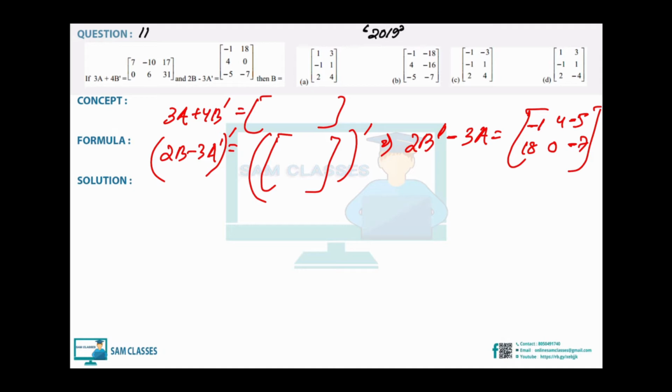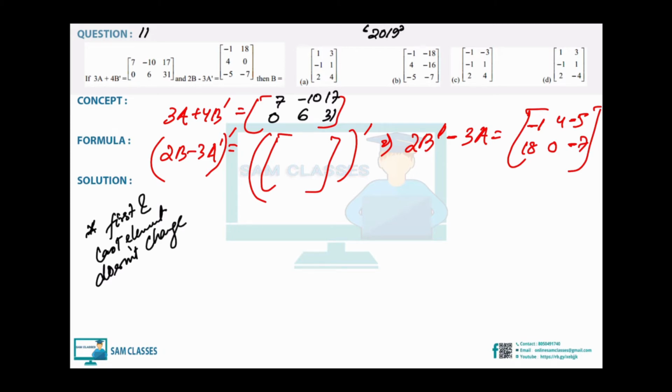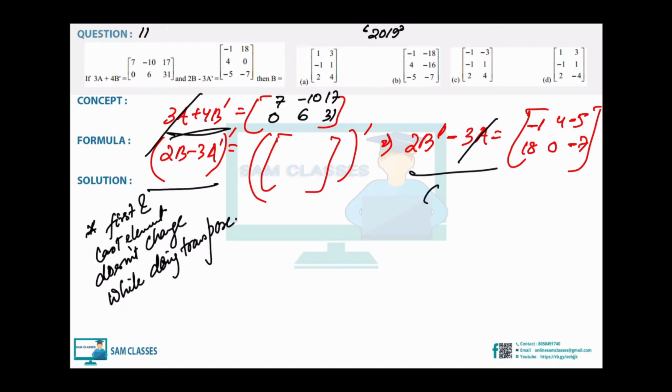Always note that the first element and the last element don't change. What do you have to note? The first element and the last element don't change while transposing. That is very important, and you will make use of this while doing transpose. Now let's say I'm adding this one and this one. 3A is gone because one is positive, one is negative. Directly I'm getting 6B'.